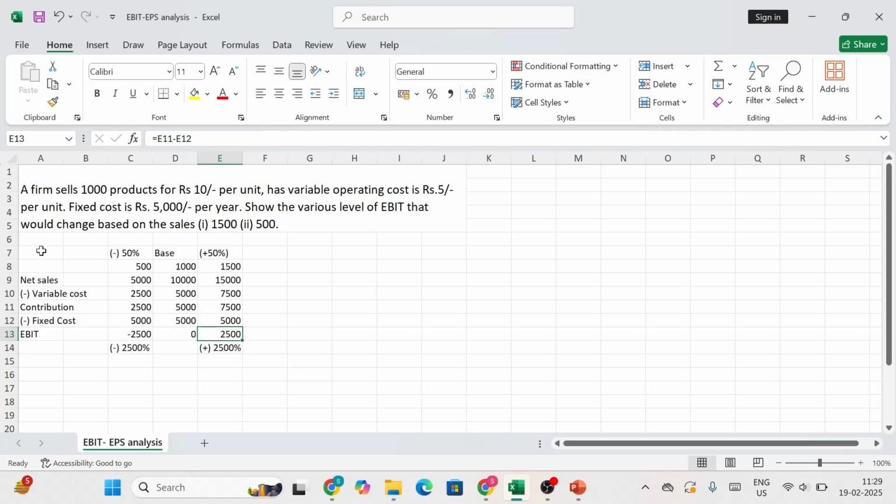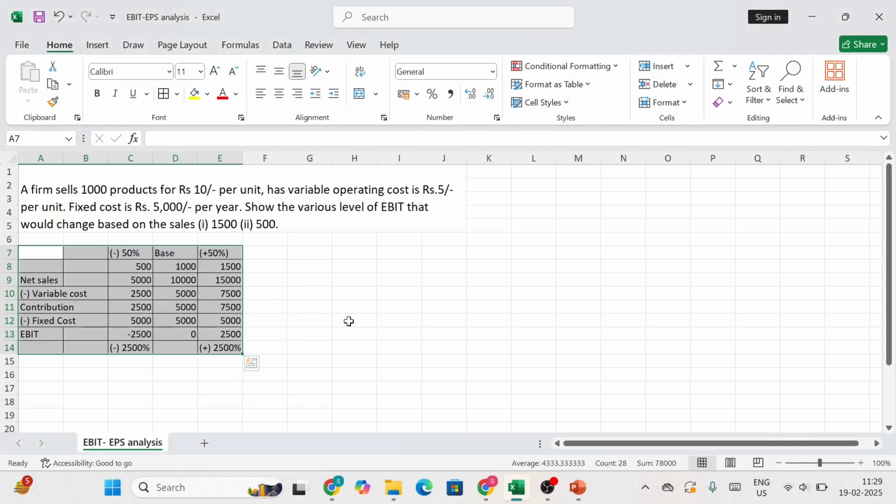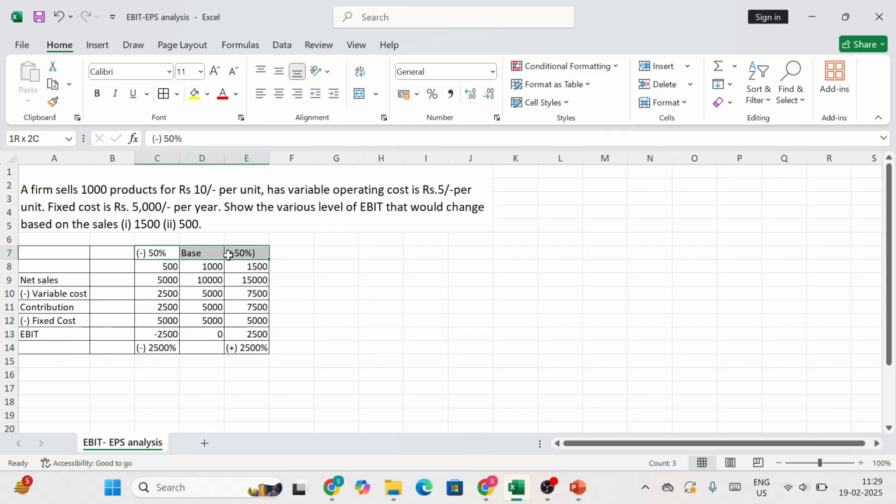This is what we call EBIT analysis or operating leverage. Clear? So this is the changes in your basis.